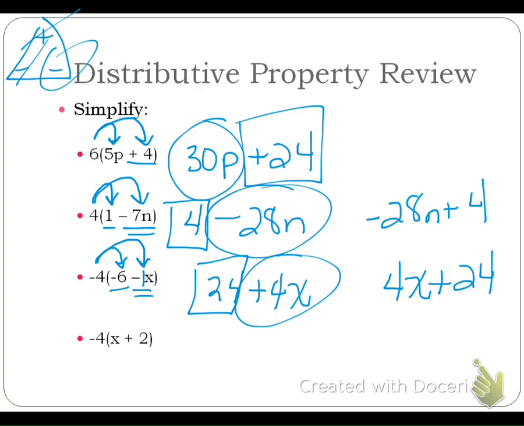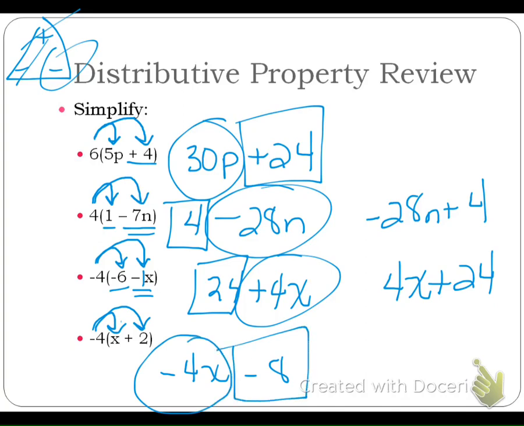Alright, last example. Let's see, can you do this on your own? Go ahead and do it and then push play when you're ready to check. Ready? Negative 4 times x equals negative 4x. Negative 4 times positive 2 is a negative 8. Here you have a variable term and a constant, so it's in standard form. We're done. The final answer is negative 4x minus 8.